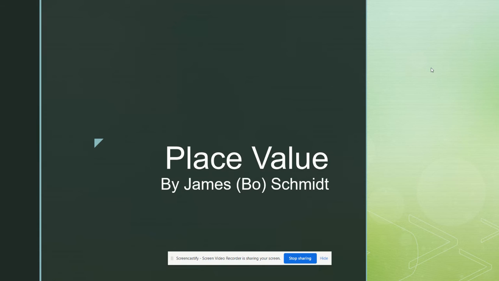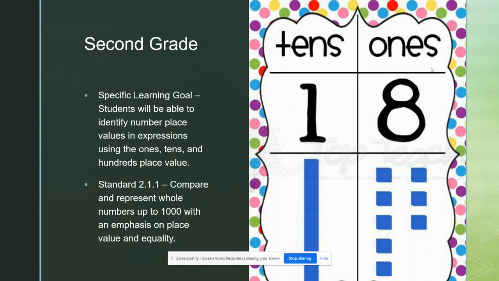Checking in. Today we're going to work on the second grade standard of place values. As I said, this is in second grade, and our specific learning goal here is to allow students to be able to identify number place values and expressions using the ones, tens, and hundreds place value. We're going to do that in alignment with standard 2.1.1 and allow them to represent whole numbers up to 1,000 with an emphasis on the place value.